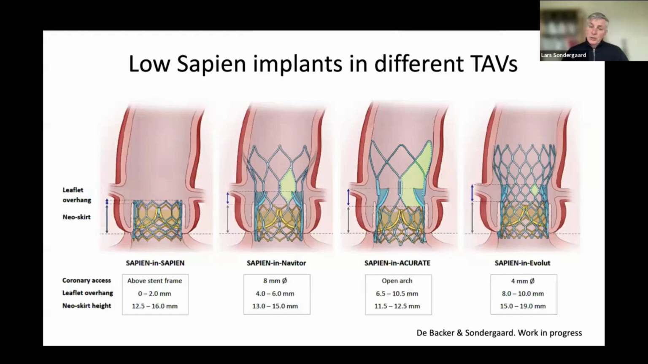So I think that's a discussion or a consideration you need to have already before the first valve is going in. What are you going to do when this valve is going to fail? What is the chance to do a TAV-in-TAV procedure and still have access to the coronary arteries, and also not impact the hemodynamic performance by too much leaflet overhang?